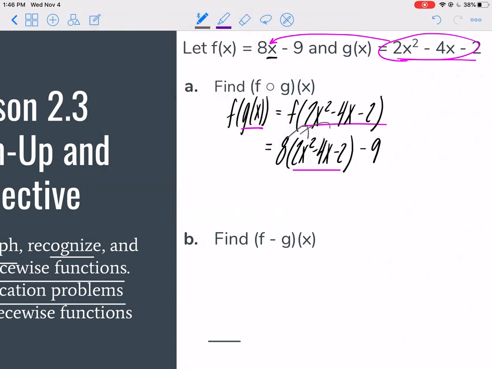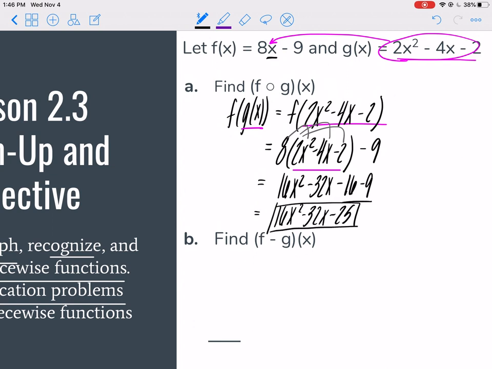So we've got to distribute this 8. We get 8 times 2x squared, which is 16x squared. 8 times negative 4, which is negative 32x. And then 8 times negative 2, which is negative 16. And then we combine our like terms. So negative 16 minus 9 gives us a negative 25. So 16x squared minus 32x minus 25.